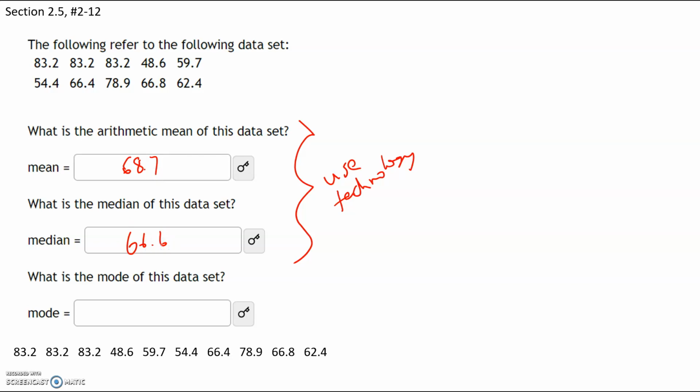Then the last part says what is the mode. The mode you do have to do by hand. The mode is the most frequently appearing value. So 83.2 occurs more than any other value, which means our mode is going to be 83.2.